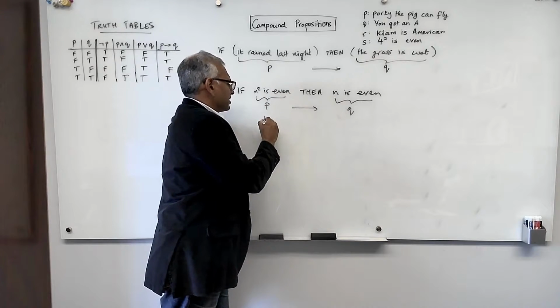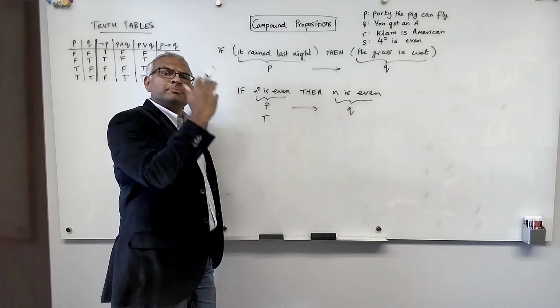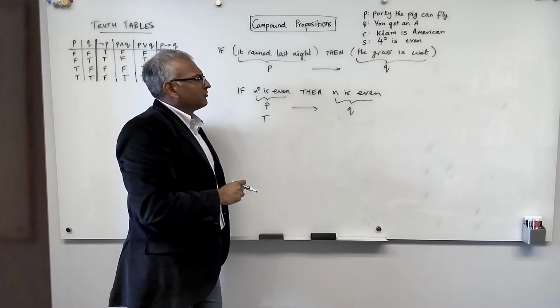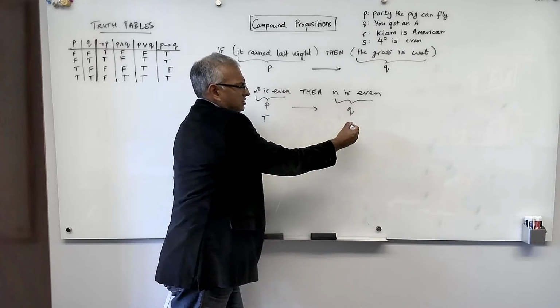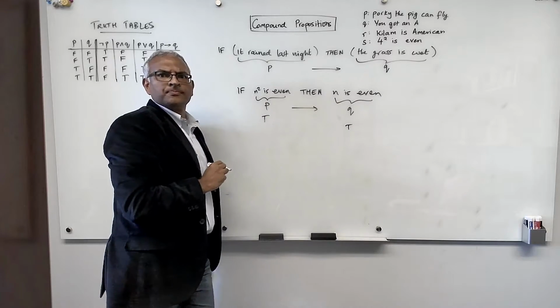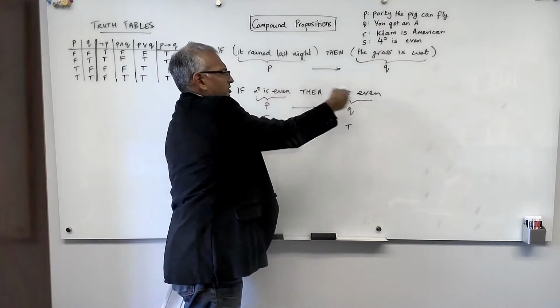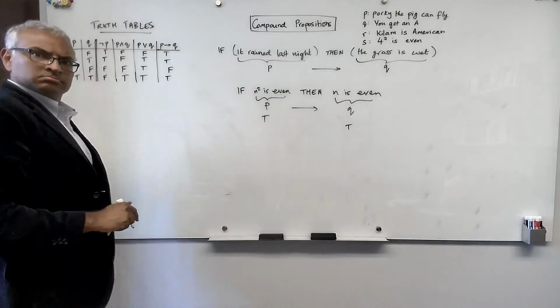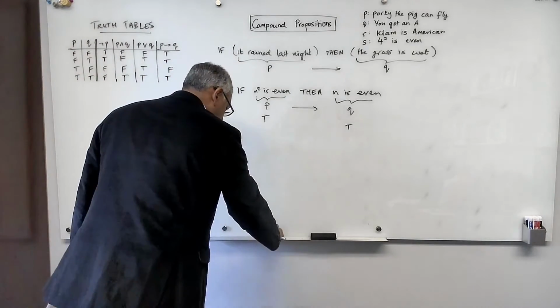So n squared is even, that must be true. But we showed before that whenever n squared is even, n is even, so this must be true. In the situation where P is true, Q must be true. Okay, true, true, so this implication is true. Okay, let's consider another implication.